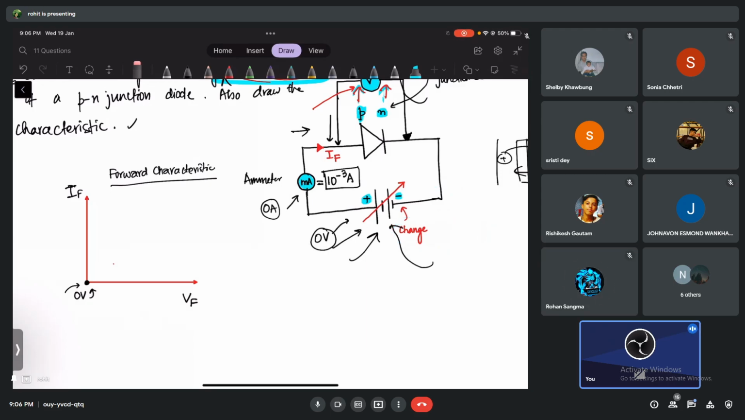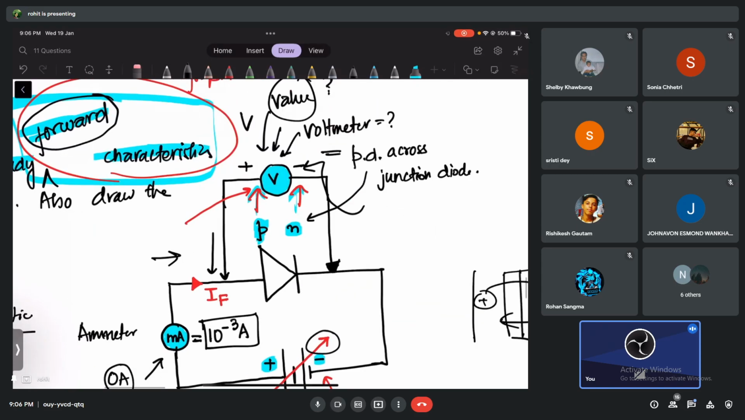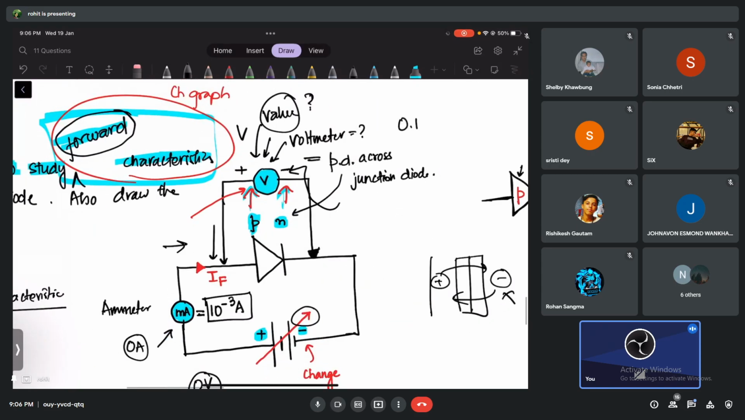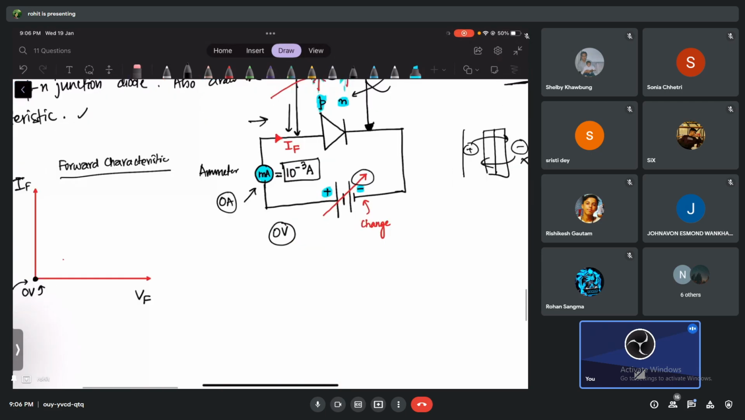Okay, now check. Let's increase the voltage. See, as I told you, there's an arrow here. We'll increase the voltage and we'll measure from this voltmeter. We will increase, let it increase to 0.1 volts, let it increase to 0.2 volts, keep on going till you go to 0.7 volts. Okay, let me go to 0.7 directly.